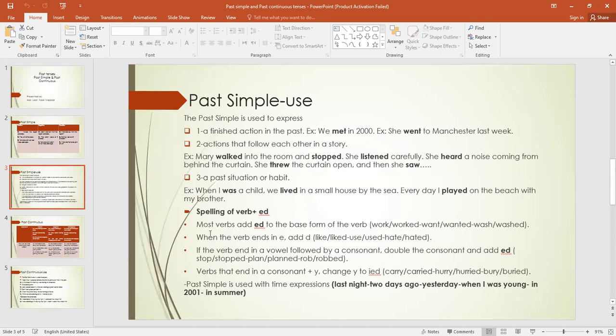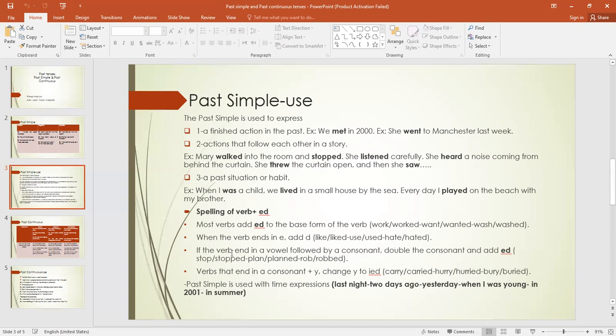Actually, most verbs add ed to the base form of the verb. معظم الأفعال نستطيع أن نضيف لها ed لنهاية الفعل. Like whack, whacked, want, wanted, wash, washed. Okay? When the verb ends in e, you just have to add d. Like liked, use, used, hate, hated.